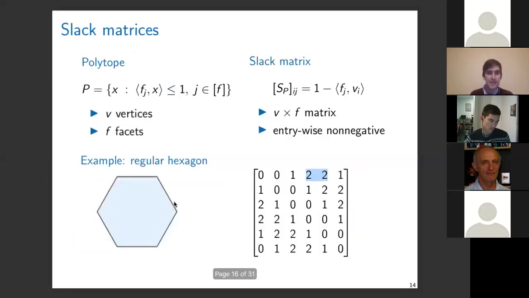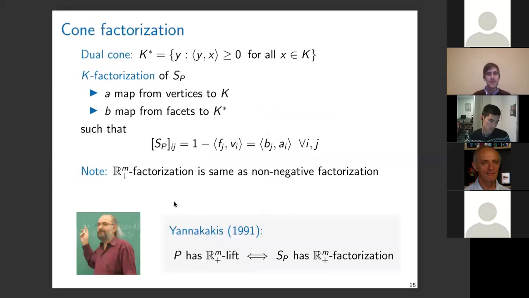So why are these slack matrices interesting? Well, they give us a way to characterize the existence of polyhedral lifts. It's a really interesting way to understand polyhedral lifts by looking at this entry-wise non-negative matrix, and in particular by looking at certain factorizations of this matrix.